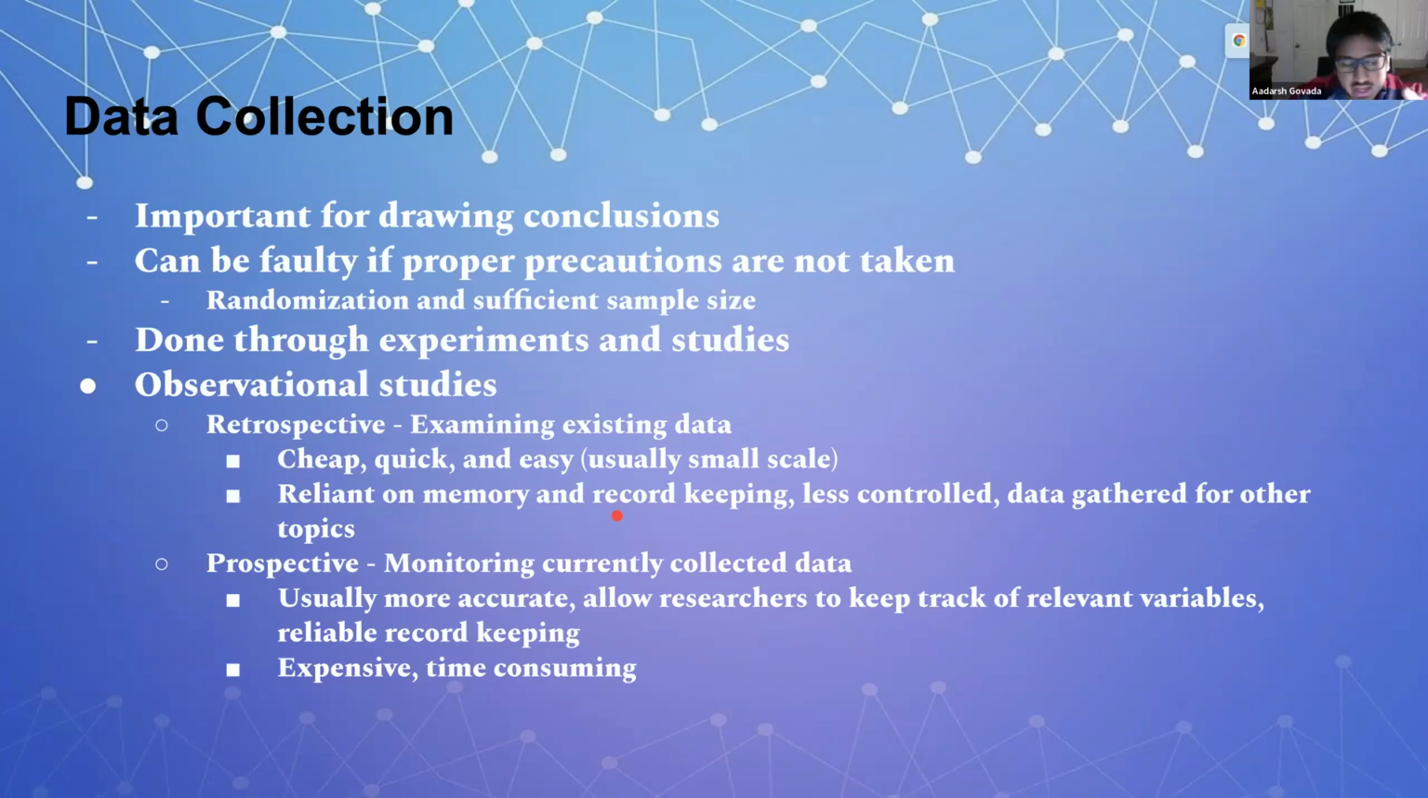Then it also could be subject to faulty record keeping. It's less controlled. You can't really influence what you're keeping track of. And the data is gathered for other purposes, which means you might not know all of the variables that you want to. On the other hand, prospective observational studies monitor data that you are currently collecting, which means data that is happening now, being taken right now, or will be taken in the future. That is what prospective observational studies look at.